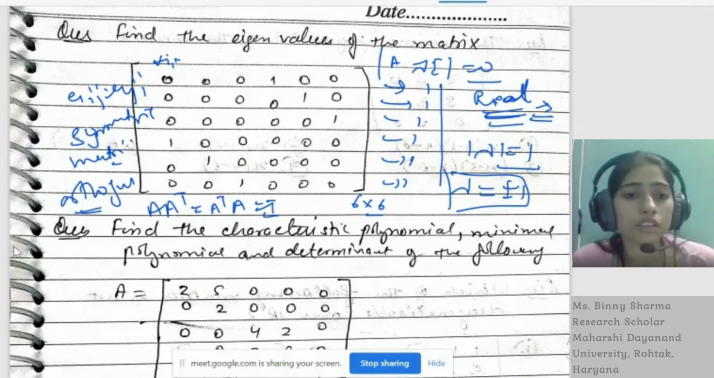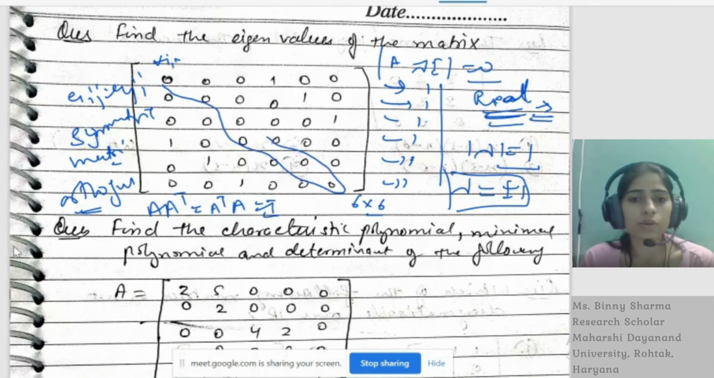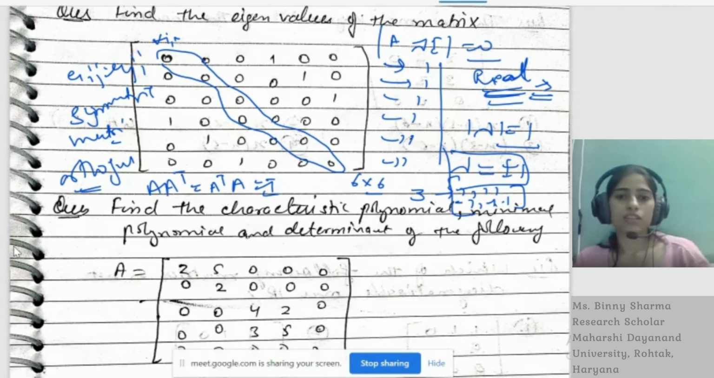And now the problem is, how many times 1 and minus 1? So we see here the trace is 0. So we can say 3 times 1 and 3 times minus 1. In this way we can find the eigenvalues of this matrix. Just observe the matrix and find the possibilities.